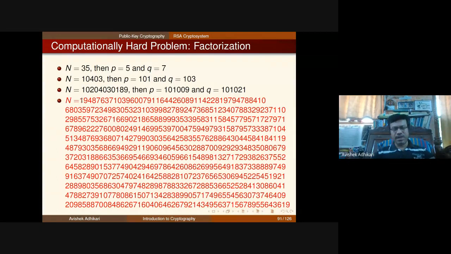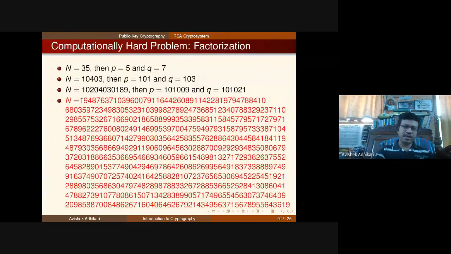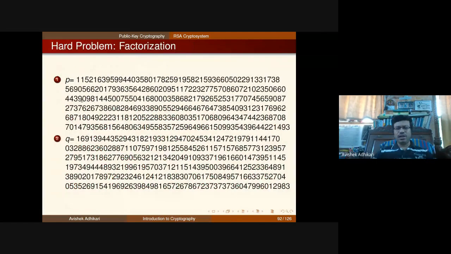But till now, even for our normal supercomputers, which you can think of as very powerful computers, it is not easy to find an algorithm to break this n into p and q. Based on that idea, the RSA crypto system was created.